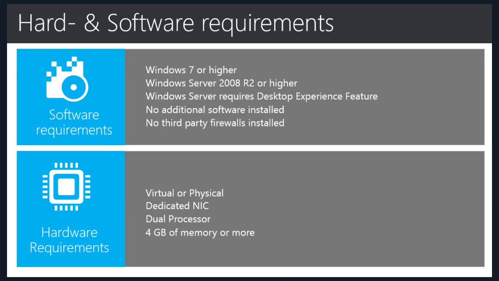So what do we need? And we discussed this with you, Mr. Contoso, in our kickoff workshop. Windows 7 or higher, Windows Server 2008 R2 or higher, and you do require the desktop experience feature if you're running Windows Server. No additional software should be installed and no third-party firewall should be installed. As far as hardware, it can be a virtual or physical server, must have a dedicated NIC, a dual processor, and 4 gigs of memory or more.